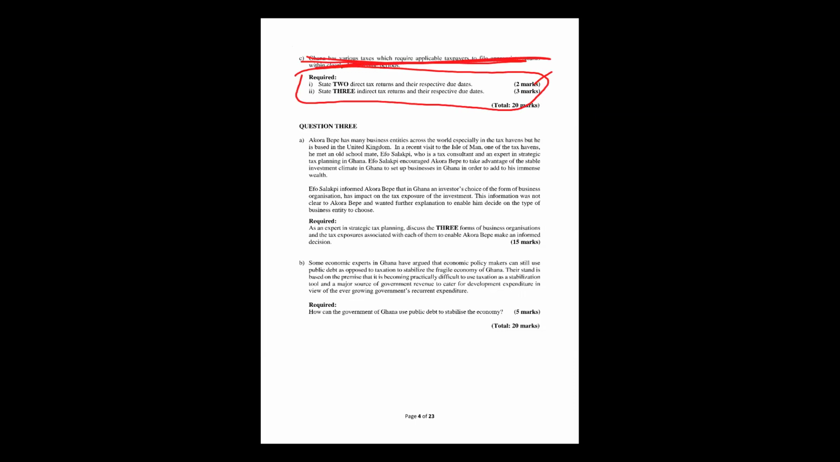Now it says state 2 direct tax returns and their respective due dates. State 3 indirect tax returns and their respective due dates. So 2 and 3, right? Even after reading this requirement, I may not even need to read whatever is in the case study. I'll just straight away go and solve the question because I'm working with time. So that's for question 2. The question 3. Did we talk about question 3?